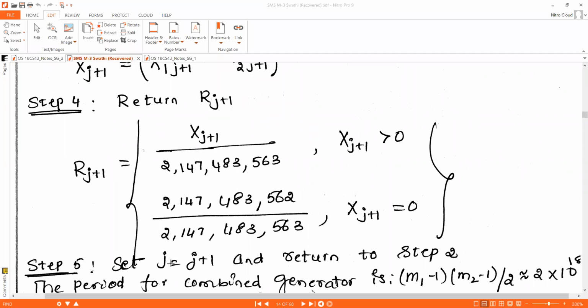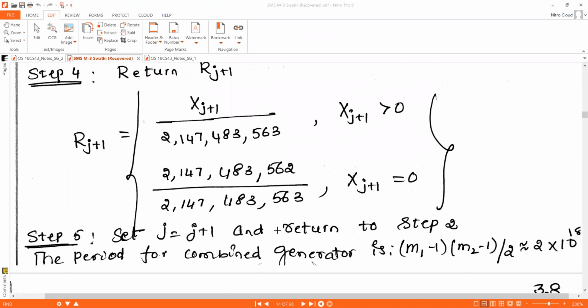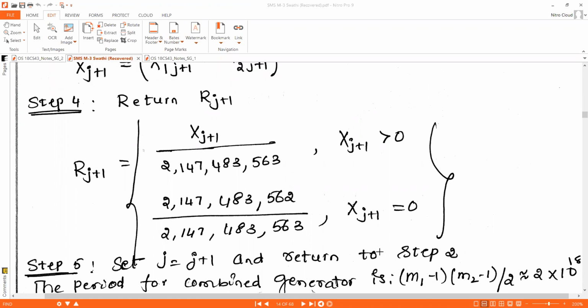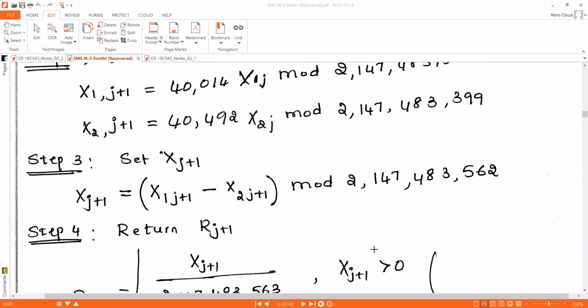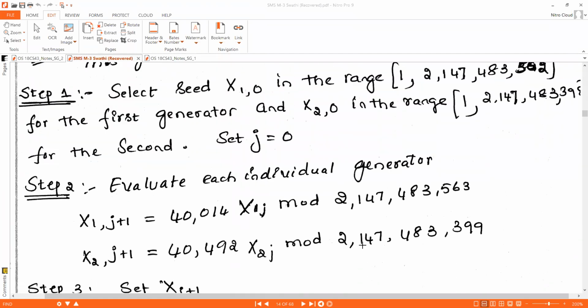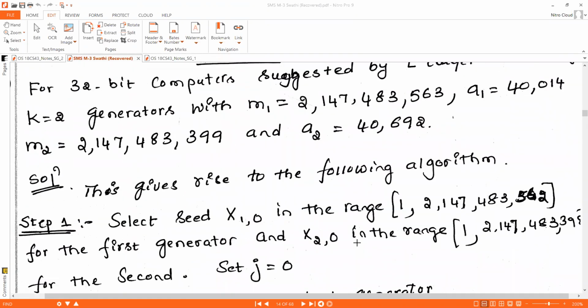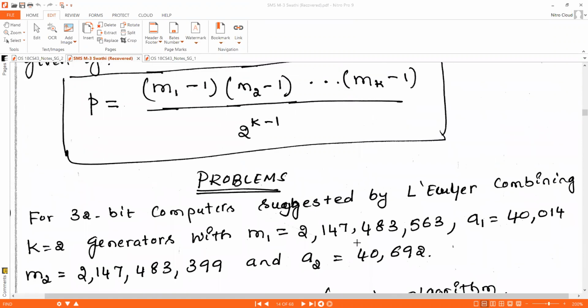Next, step 5: set j equal to j plus 1 and return to step 2. The period for the combined generator will be m1 minus 1 into m2 minus 1. To calculate the period we have the formula: p is equal to m1 minus 1 into m2 minus 1 into till mk minus 1.